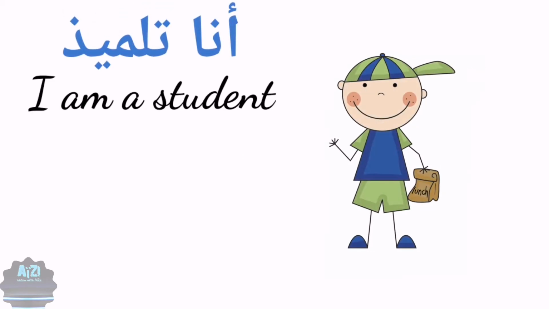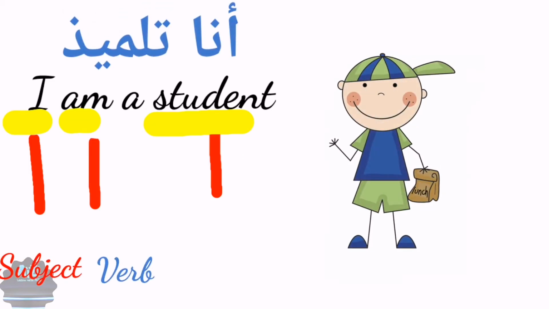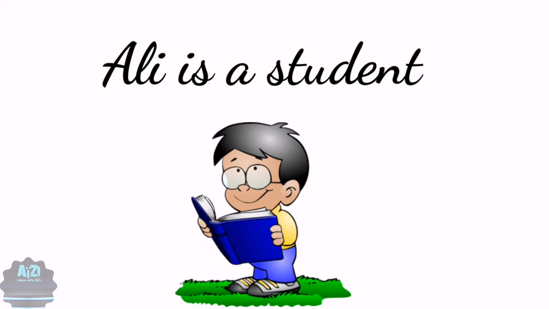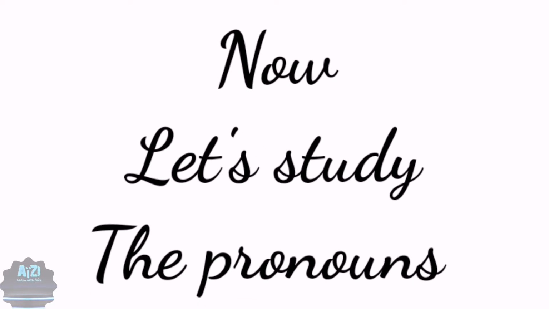I am a student. "I" is the subject, "am" is the verb, "a student" is the complement. Another example, Ali is a student. Again, Ali is the subject, is is the verb, and a student is the complement.